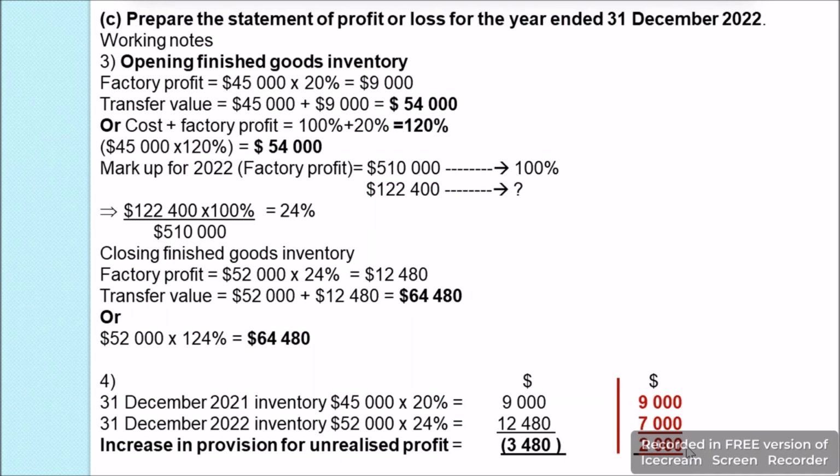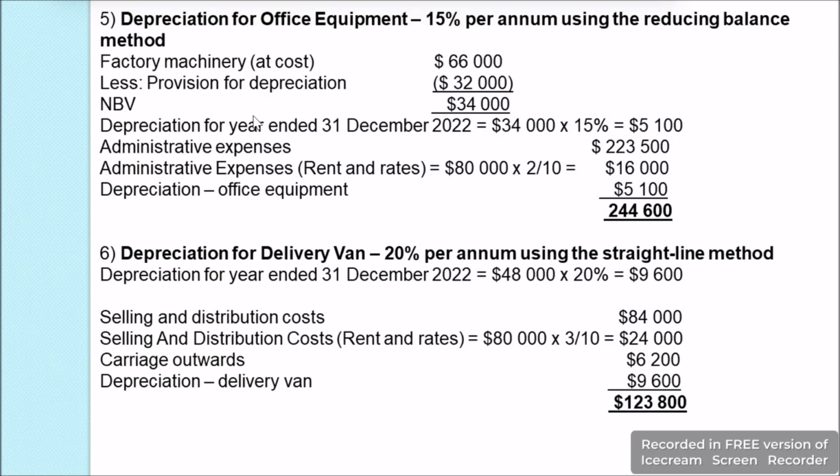So this is our rule which we have to remember: the increase in the provision for unrealized profit will be subtracted from the factory profit in the statement of profit and loss, and wherever there is a decrease in the provision for unrealized profit, that will be added to the factory profit in the statement of profit and loss. Now let's find the total administrative expenses.